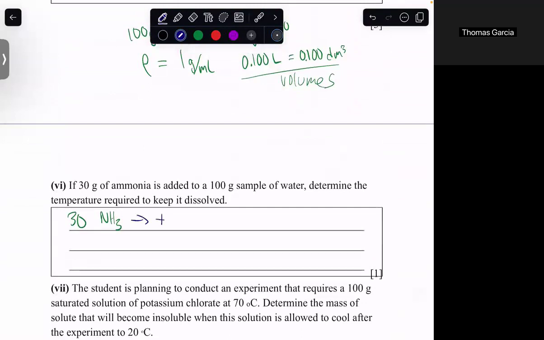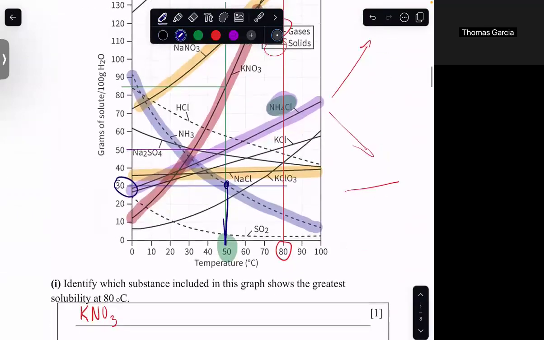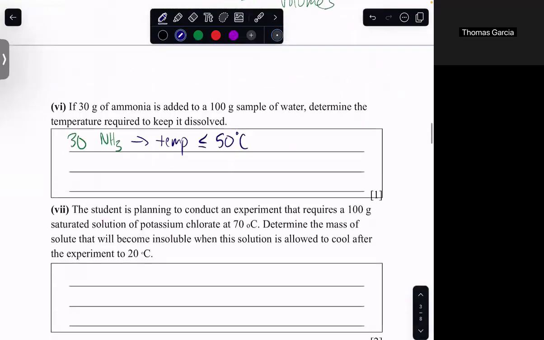So temp must be, and I'm actually going to use less than or equal to 50 degrees Celsius because for gases, we can go with a lower temperature. 30 degrees will keep more than 30 dissolved, but it has to be at maximum 50 degrees. If it's a higher temperature, the gas will not dissolve.